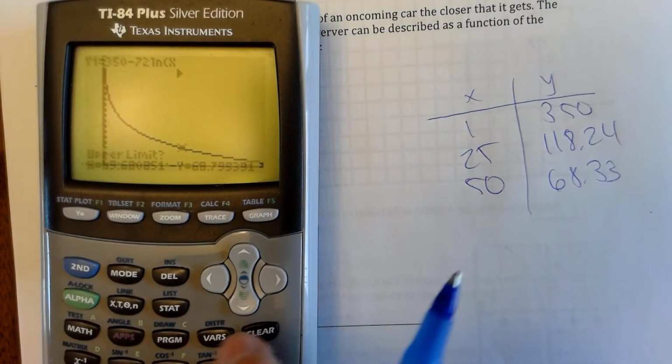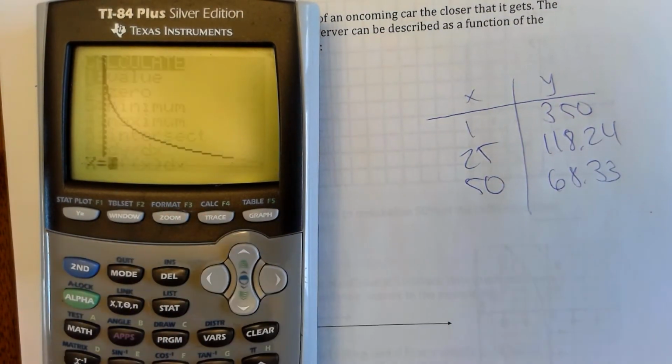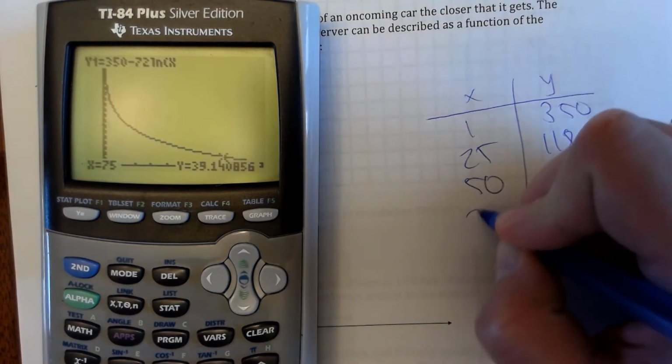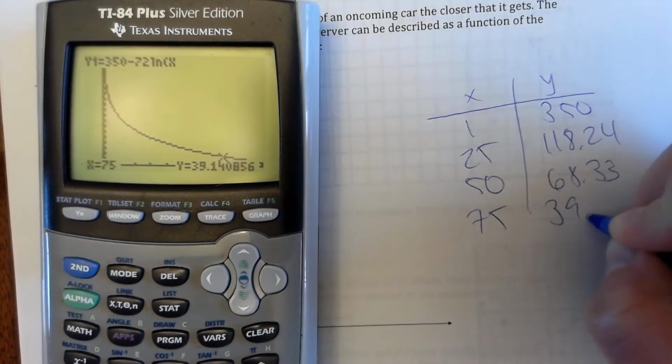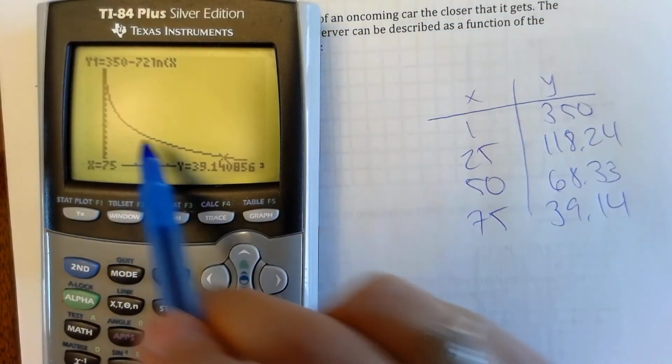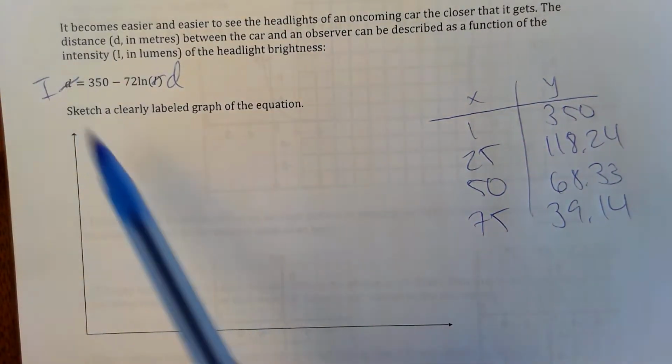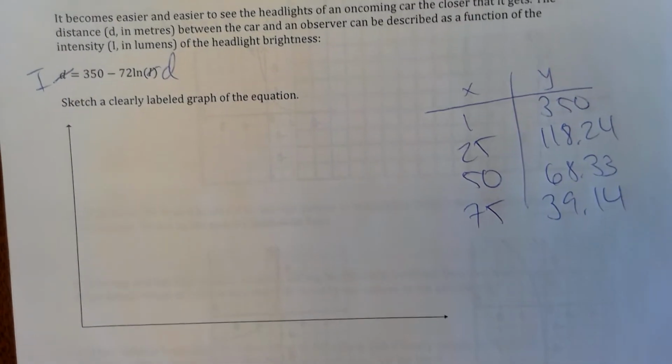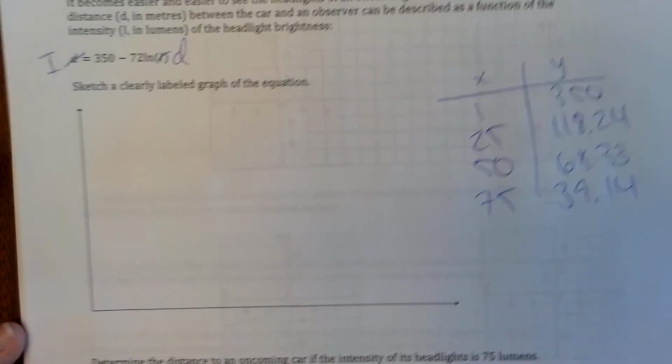Oops, how did I do this? 75. These are just enough values that I can see the points. This is going to be a pretty accurate graph. It doesn't have to be perfect, but it's going to be not bad.